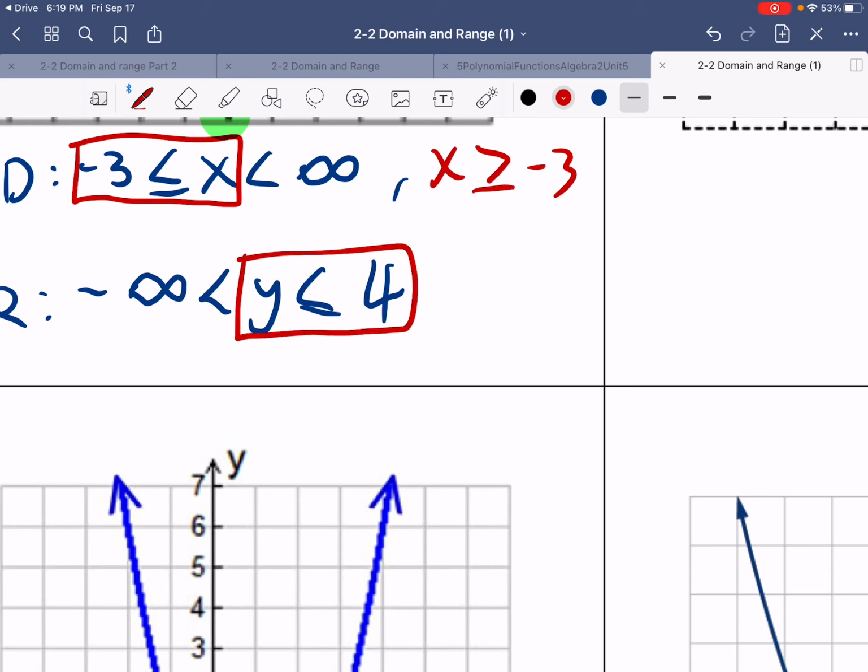So let's use this one only. Now this one we don't have to flip it because y comes first already, doesn't it? So it's going to be y is less than or equal to 4.